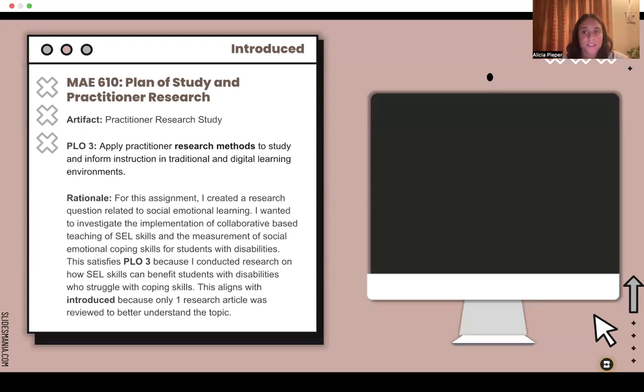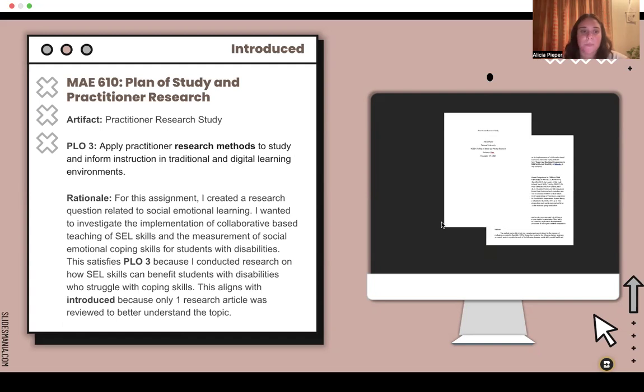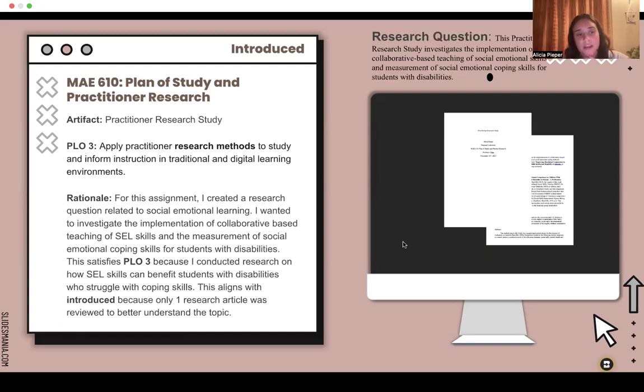The first course I took was MAE 610, Plan of Study and Practitioner Research. The artifact that I chose was my practitioner research study. For this assignment, I created a research question that was related to social emotional learning. I wanted to investigate the implementation of using collaborative based teaching of SEL skills and how that measured with social emotional coping skills for students with disabilities.